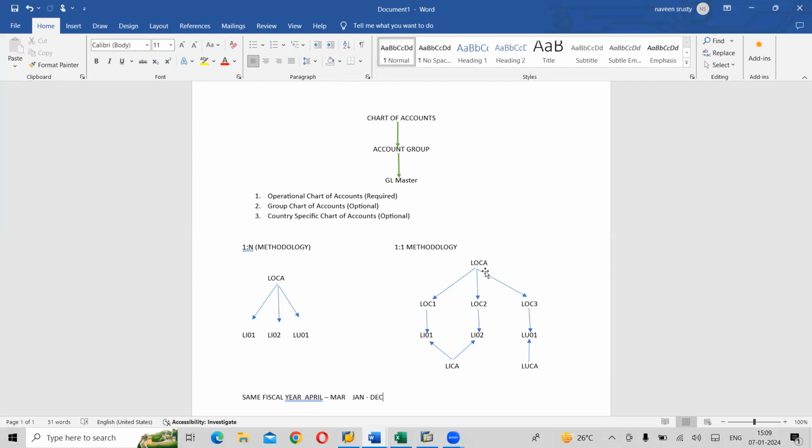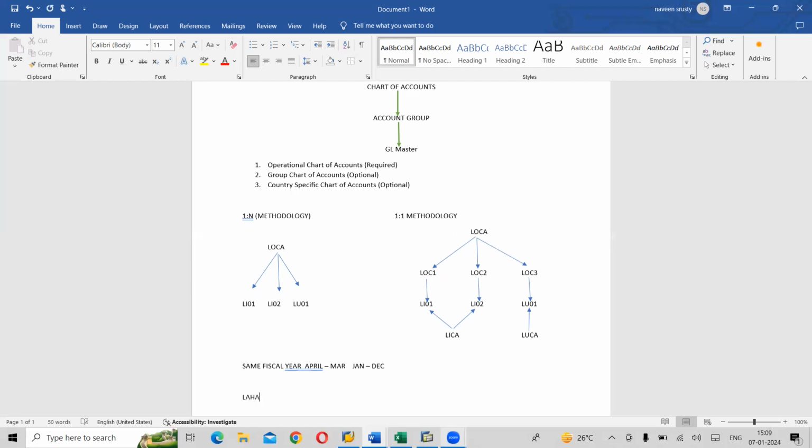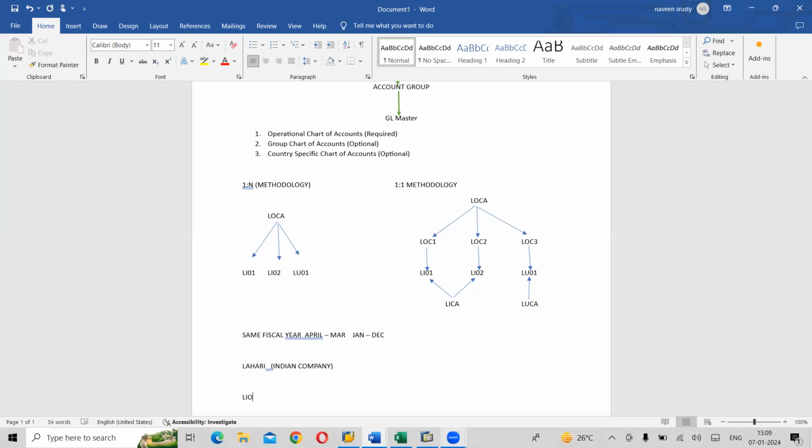So Navin, for GST and all those, this country specific chart of accounts will be needed. No, exactly, because, but what is my corporate? See, here I'm using the company called Lahari. Lahari company is an Indian company, for example, but it is doing transactions between 3 different company codes. One is LI01, which is Hyderabad based. And one more, LI02, because you are not there, that's the reason I'm repeating. LI02 is Mumbai based. And I have one more, LU01, which is a US based company code.